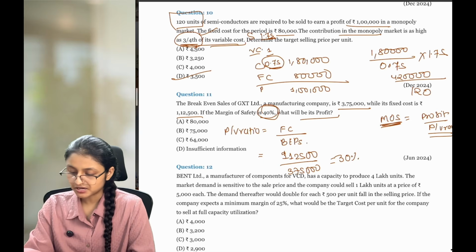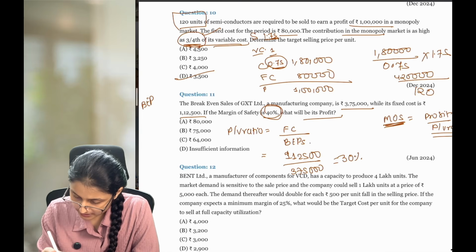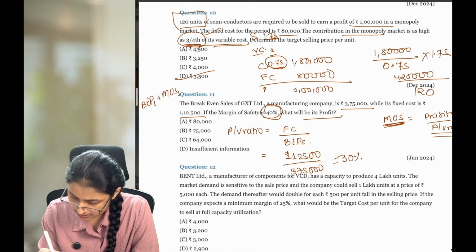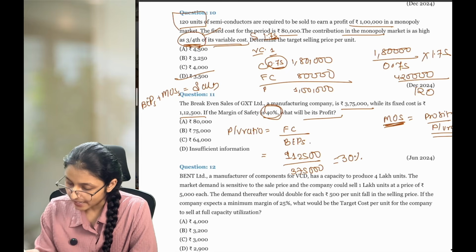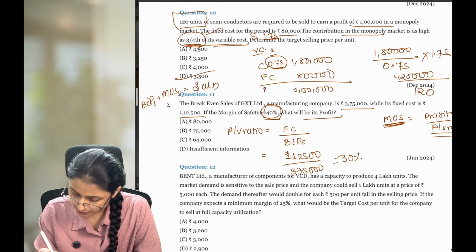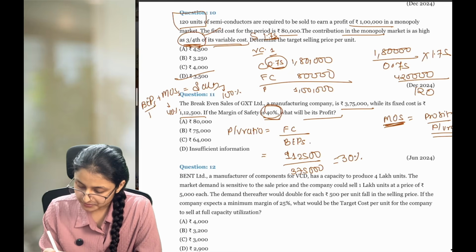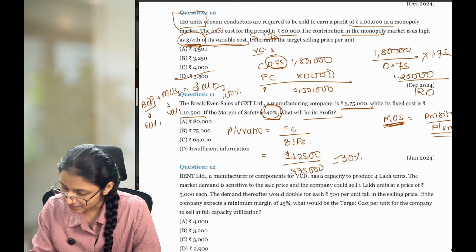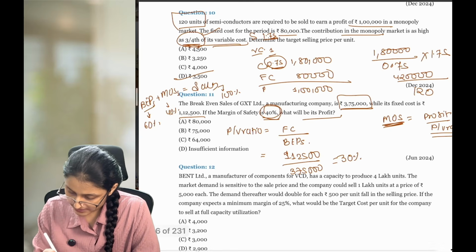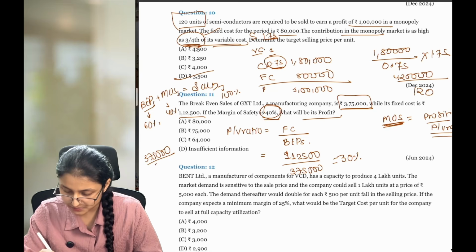Now I have to calculate margin of safety. This is also easy. We already know that break-even point sales plus margin of safety sales is equal to actual sales. I know that my margin of safety is 40%. My sales is going to be total, that is 100%. That means break-even point is 60%. I already know the break-even point sales value, which is 3,75,000. Now this 3,75,000 denotes my break-even point sales, which is 60%.